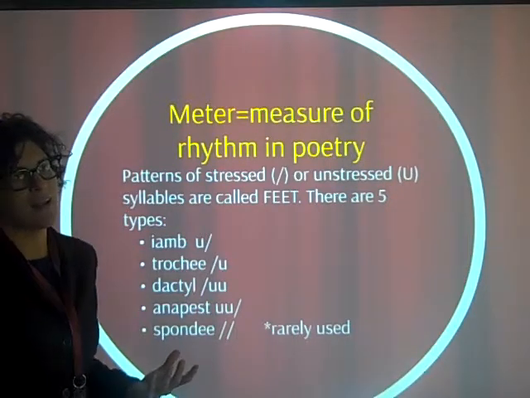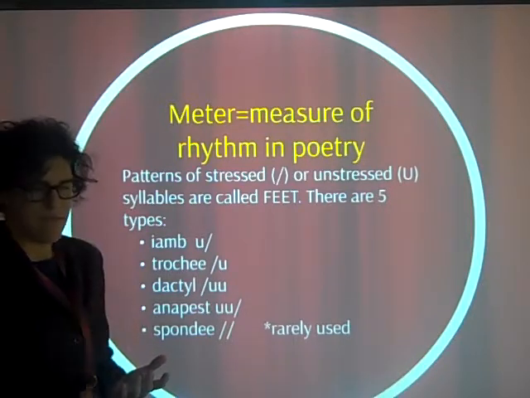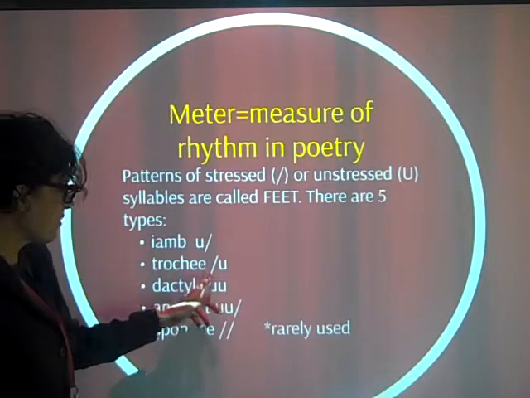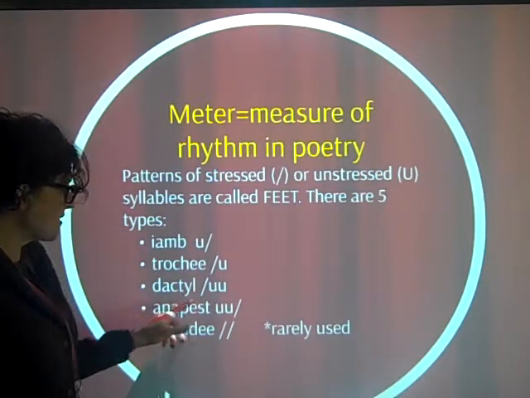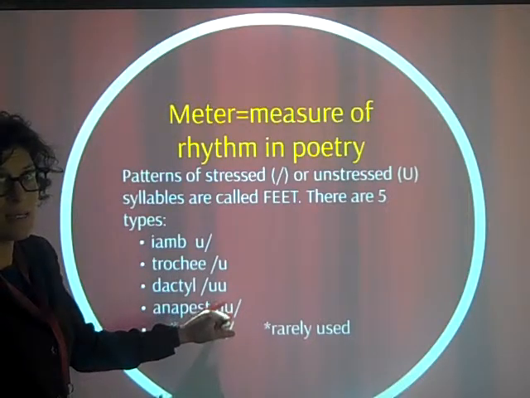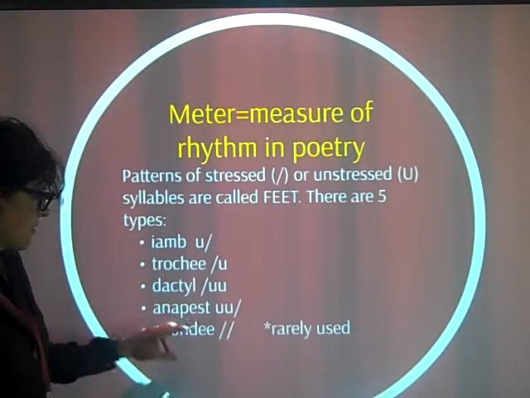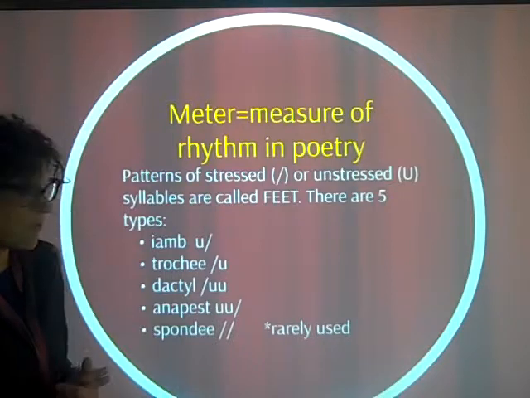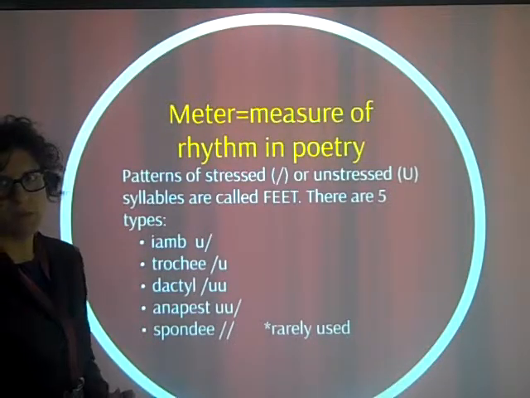Please note too that if you find a pattern in one line of poetry, you're likely to have that same pattern throughout the whole poem. A trochee is when you have a stressed and then an unstressed syllable. A dactyl is a stressed followed by 2 unstressed syllables. Notice it's a 3-syllable metrical foot as opposed to these 2-syllable feet. An anapest has 2 unstressed syllables and then a stressed syllable. And a spondee has 2 stressed syllables back to back.